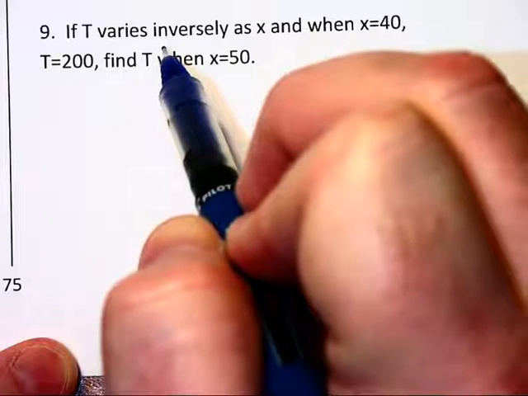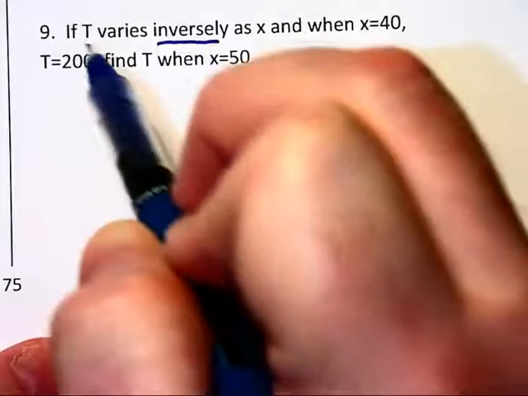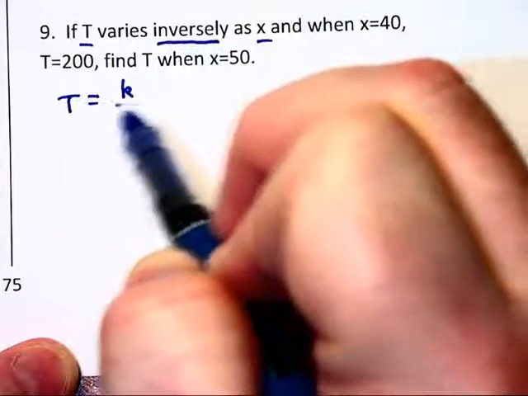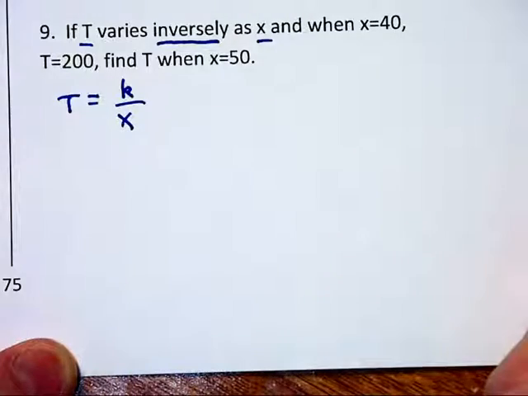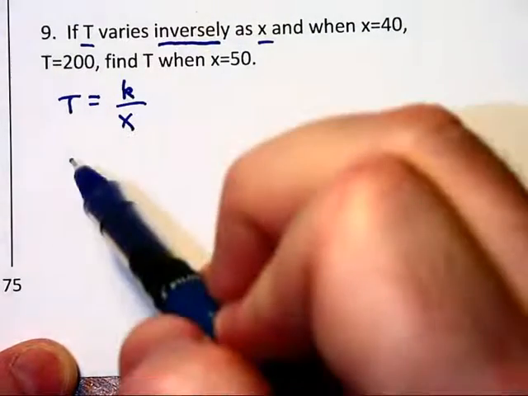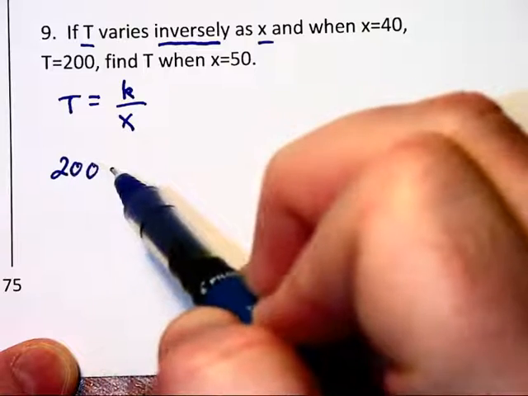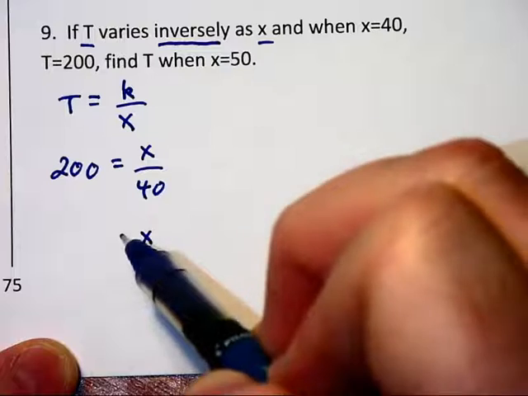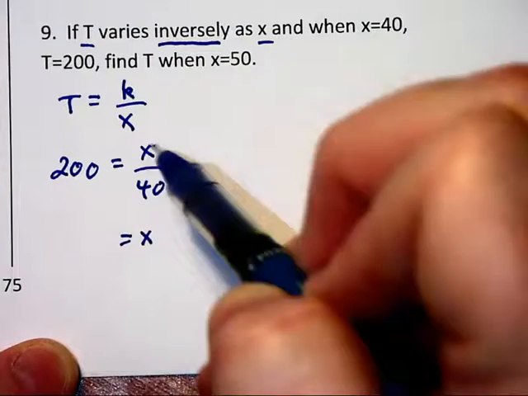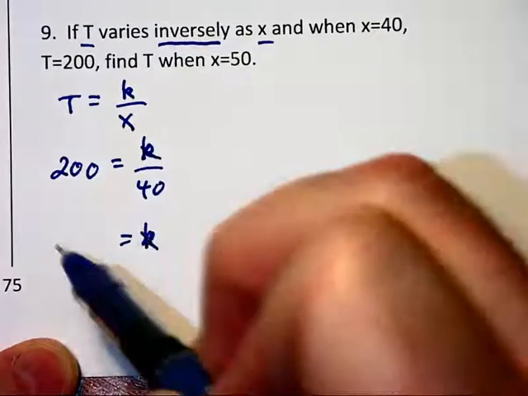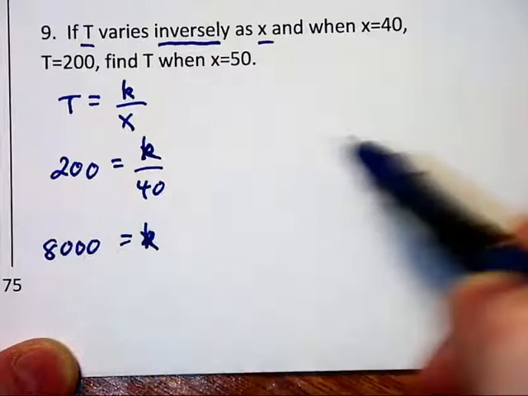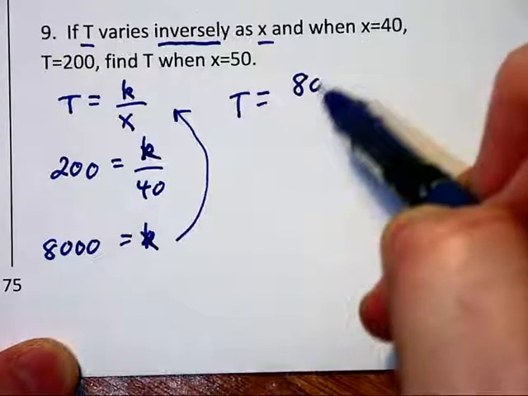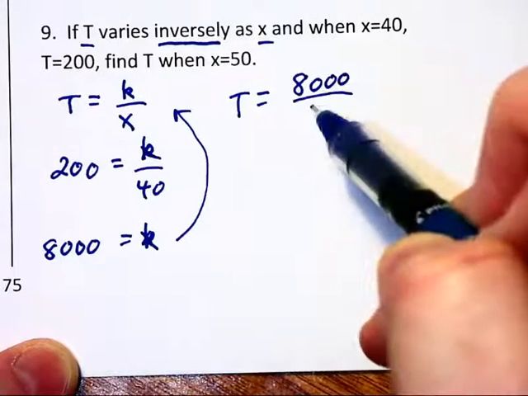We see here that we're dealing with inverse variation, t varies inversely with x. So t is equal to k over x as a starting point. And it tells us when x is 40, t is 200. So 200 is equal to k over 40. Multiplying each side by 40, I find out that this value of k is going to equal 8,000. So I can rewrite my general equation as t is equal to 8,000 over x.